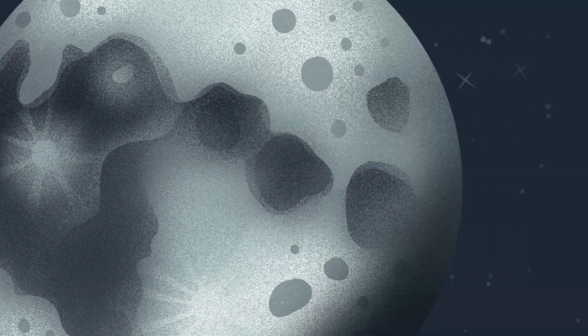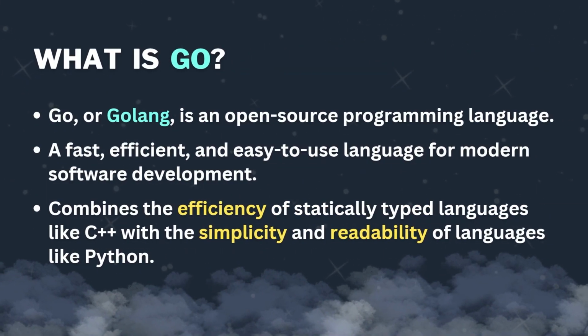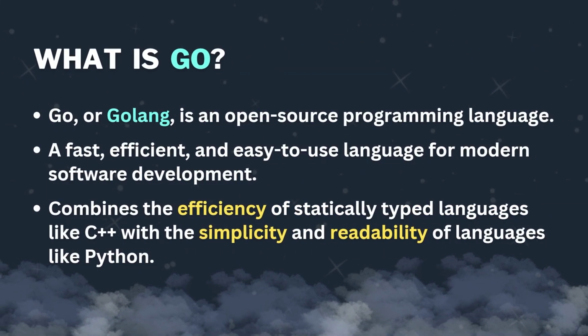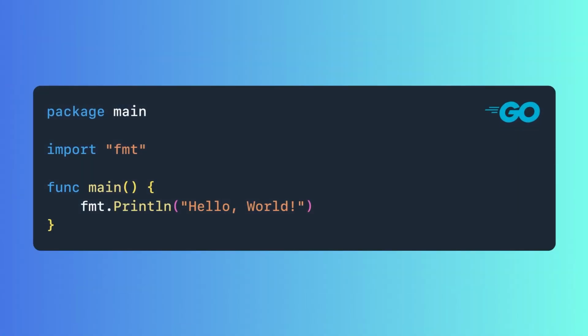So, let's dive in. Go is an open source programming language developed by Google engineers in 2007. It was officially launched in 2009, and its primary goal is to provide a fast, efficient, and easy-to-use language for modern software development. It combines the efficiency of statically typed languages like C++ with the simplicity and readability of languages like Python. Here's a short Hello World code example in Go. You can really see the similarity to C++.